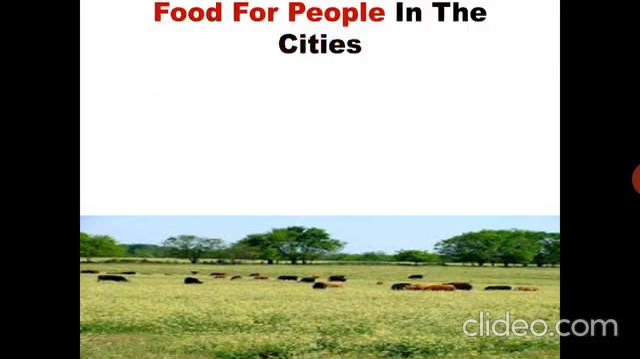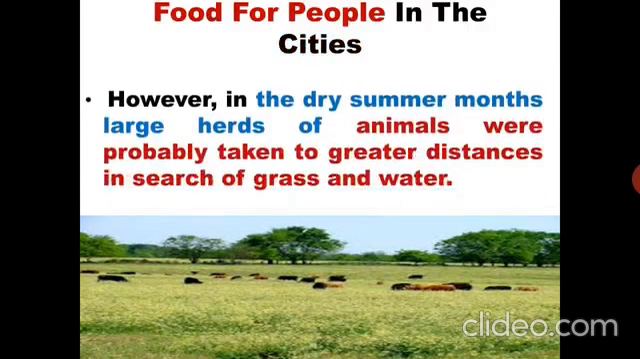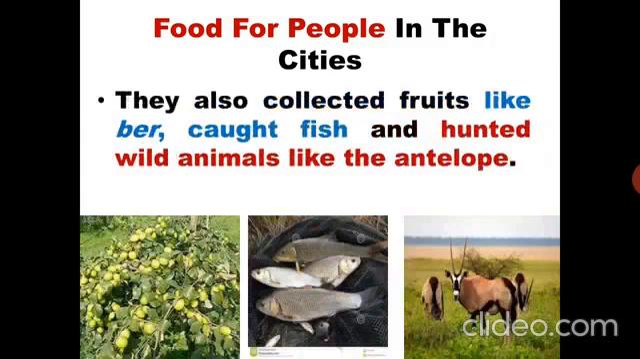Now, however, in the dry summer months, large herds of animals were probably taken to greater distances in search of grass and water. However, we know that there is very little rainfall in these regions. They also collected fruits like ber, caught fishes, and hunted wild animals like the antelope.